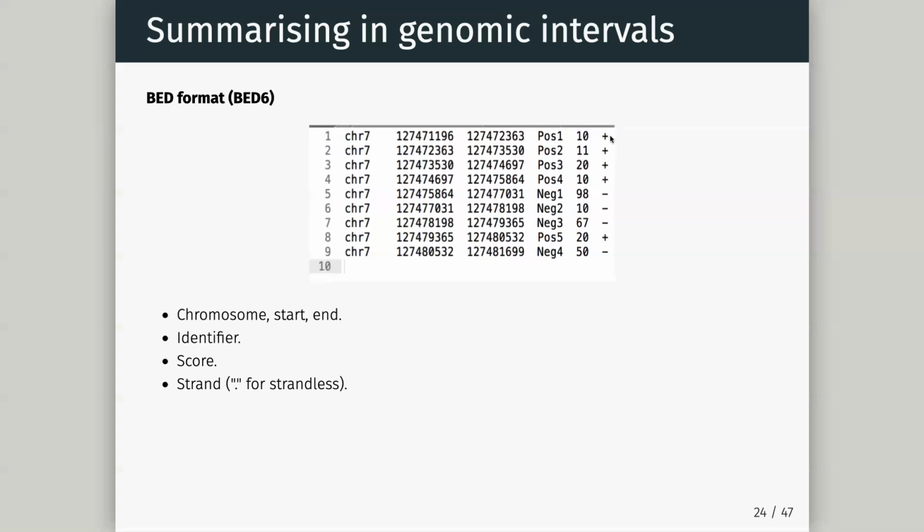If you just have strandless features, like if we're going to do ChIP-seq later on, we will do ChIP-seq later on. ChIP-seq is strandless most of the time. We don't know if it was on the positive or negative strand. Often people will put a dot if it's strandless. Another equivalent is actually a star. If you put a star, it just means we're not sure of the strand.